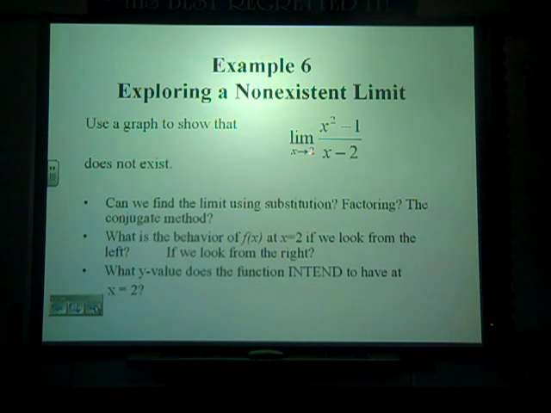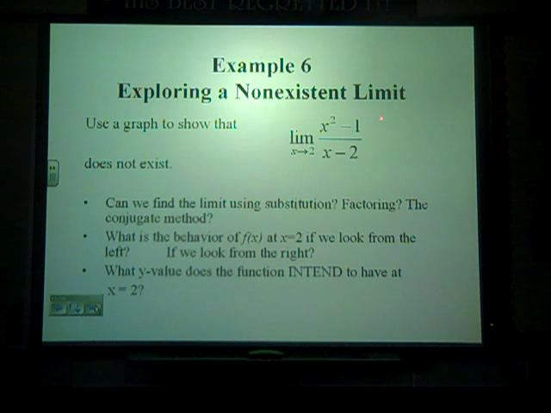We look at this function. We want to find the limit as x approaches 2. Well, if you put 2 in the denominator for x, you get 0. It's undefined. It's not going to work. Can't substitute. If I factored, I'd have x plus 1 times x minus 1 over x plus 2. Nothing that can be canceled. That's not going to work. The conjugate method, there's no point.